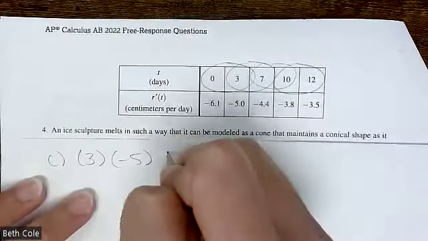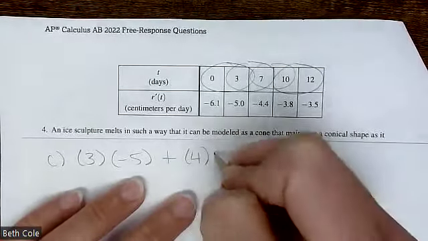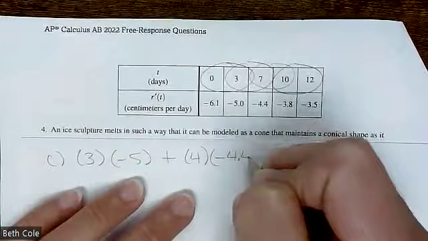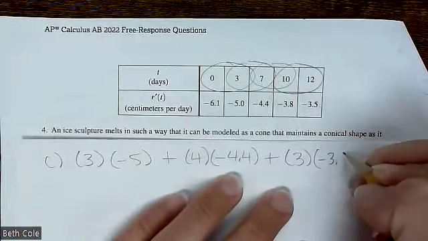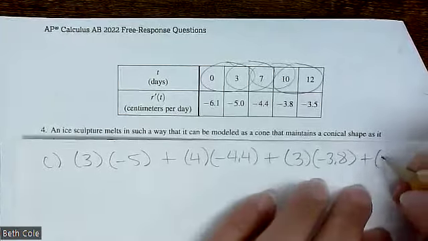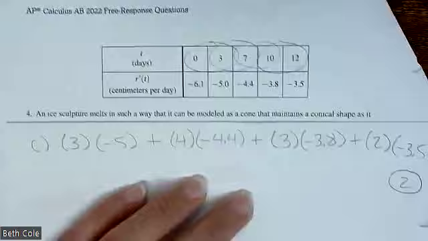3 times -5. Good. Plus 4 times -4.4 plus 3 times -3.8 plus 2 times -3.5. That's worth 2.